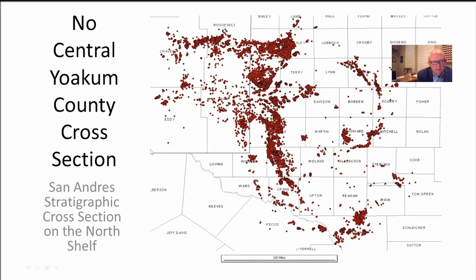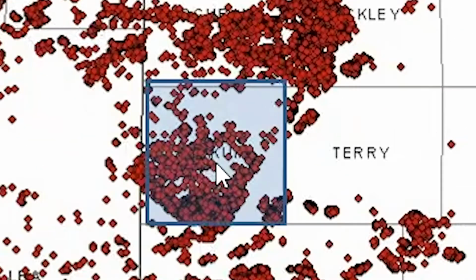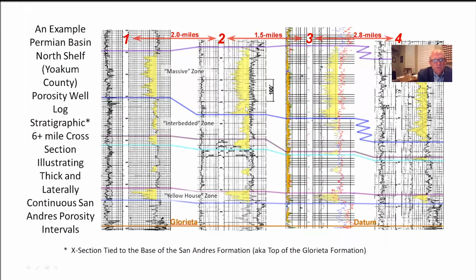we've got a really good area up here on the north, concentrated. This would be the Northwest Shelf, and then down here we've got the Central Basin Platform. So let's look in Yoakum County right here. And I don't know if you'll be able to see this very well, but right in the central northern part of it, we've got a cross section we put together that'll show us PDI. And so here's an example.